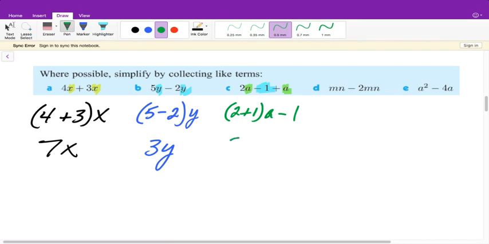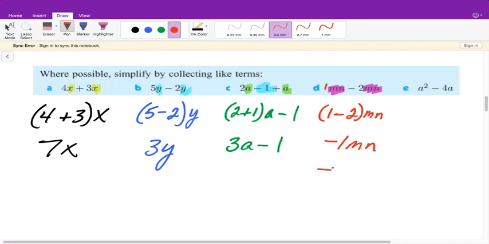And 2 plus 1 we know is equal to 3, so this simplifies to 3a minus 1. All right, here we have mn and mn. Both the m's are raised to the first power. Both the n's are raised to the first power, so they are like terms. This has a coefficient of 1, so we can rewrite it as 1 minus 2 mn, and 1 minus 2 is equal to negative 1 mn, or you can just simply write negative mn.